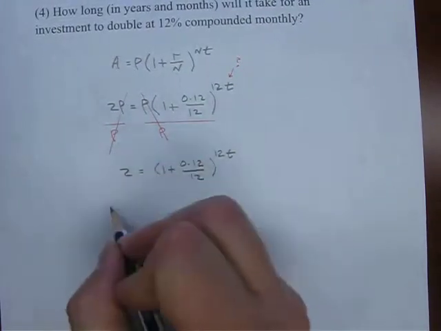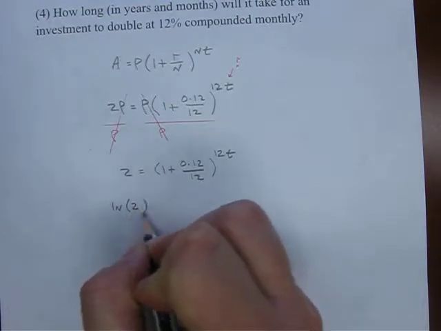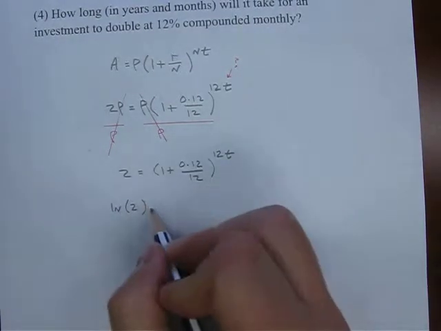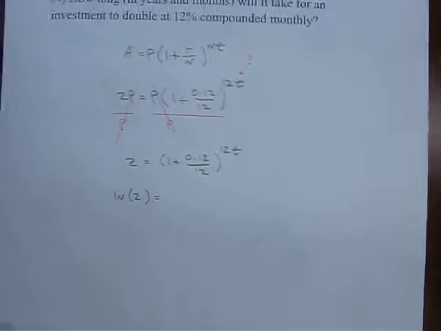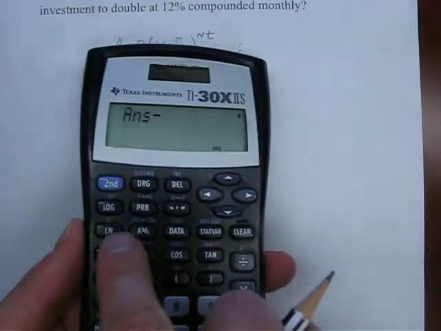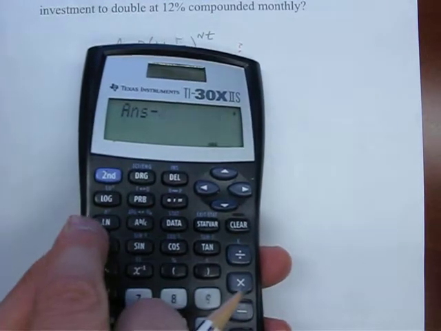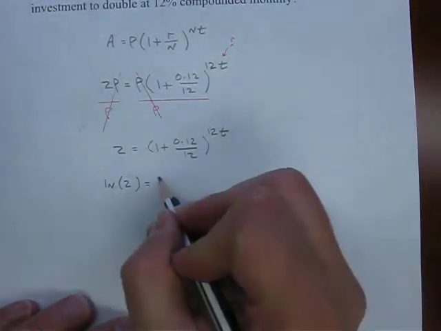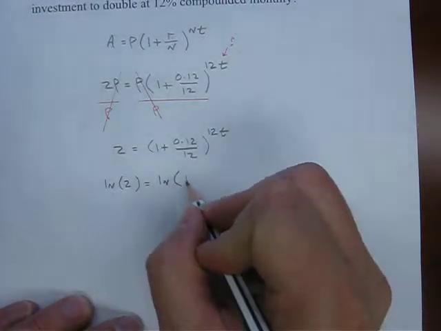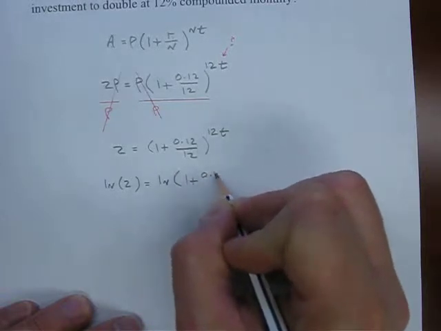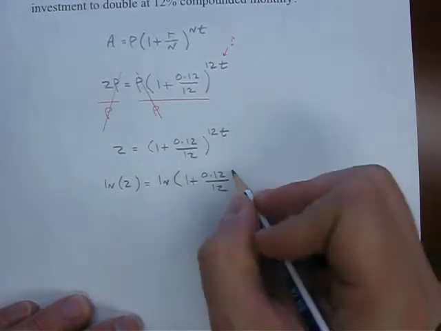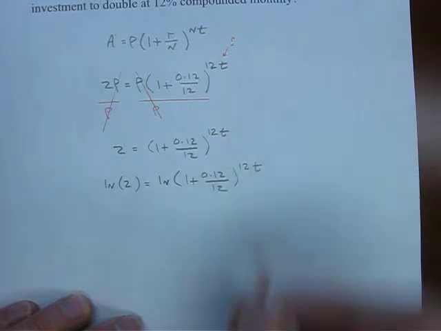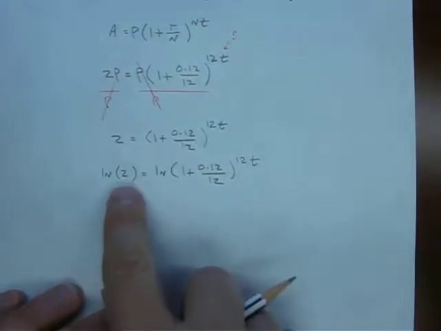So I will do this. Natural log of 2 on the left. There's my introduction of the logarithm. That's what allows me to use my calculator with this function, that button right there, ln, the natural logarithm. Over here, ln of 1 plus 0.12 over 12, to the 12t. I introduced it on each side.